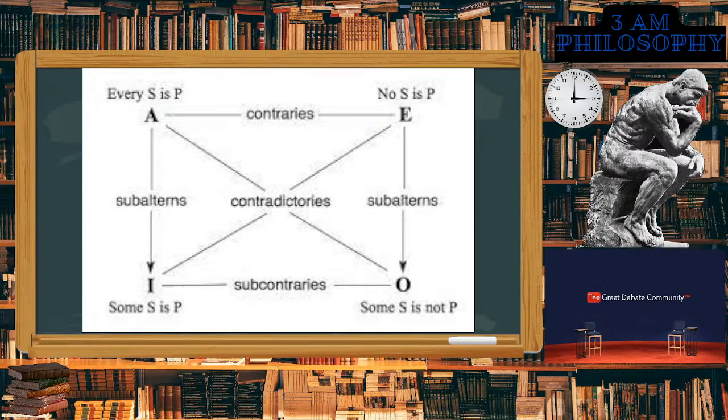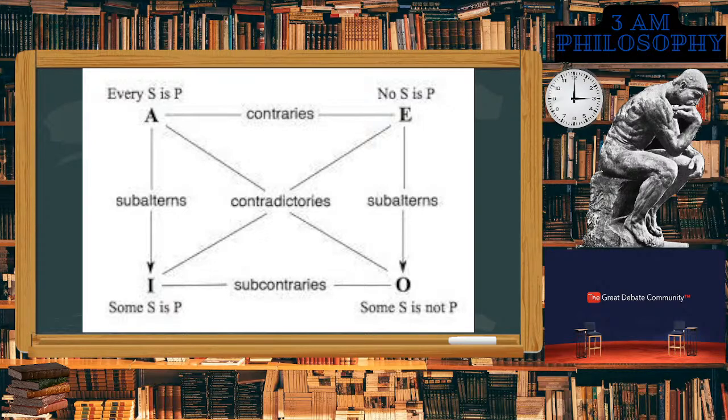E has to be false, and I has to be true. Because if this is false, that means that E cannot be true. This has to be false. If some S is not P, then it cannot be the case that no S is P. So if this is false, the opposite is always the negation. So if this is false, this has to be true. E has to be false, and I has to be true.